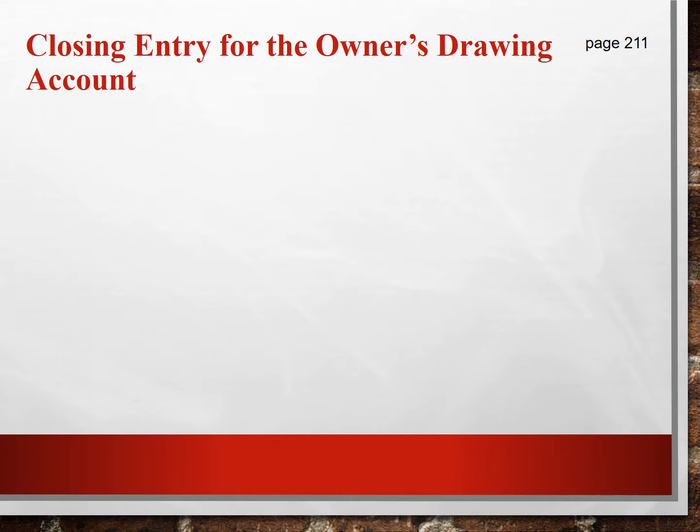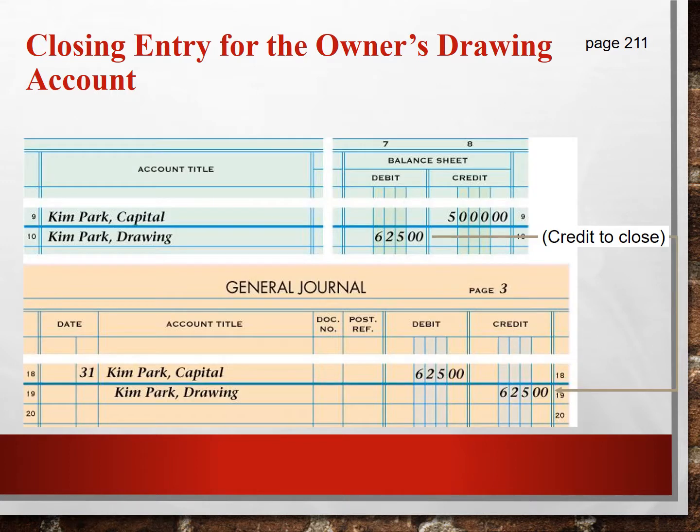Our closing entry for the owner's drawing account. If we look at the worksheet, we are going to see that our drawing account balance comes from the balance sheet section of the worksheet. Drawing account has a debit balance. We know that drawing decreases owner's equity, so that means we are going to credit drawing and then debit our capital account.